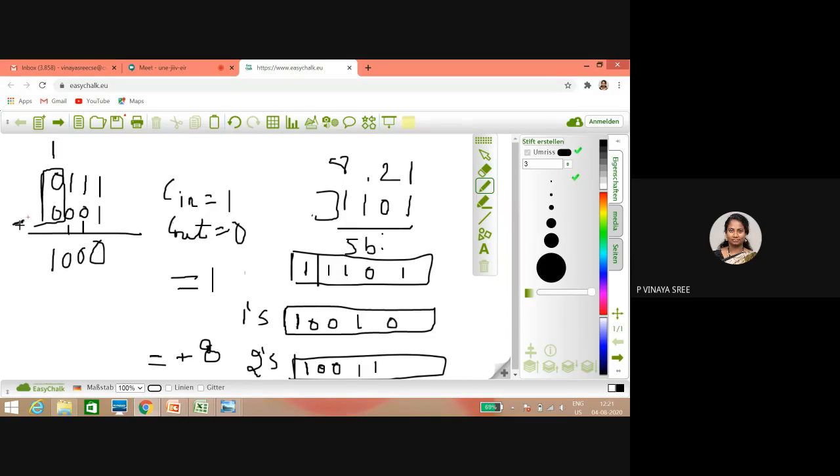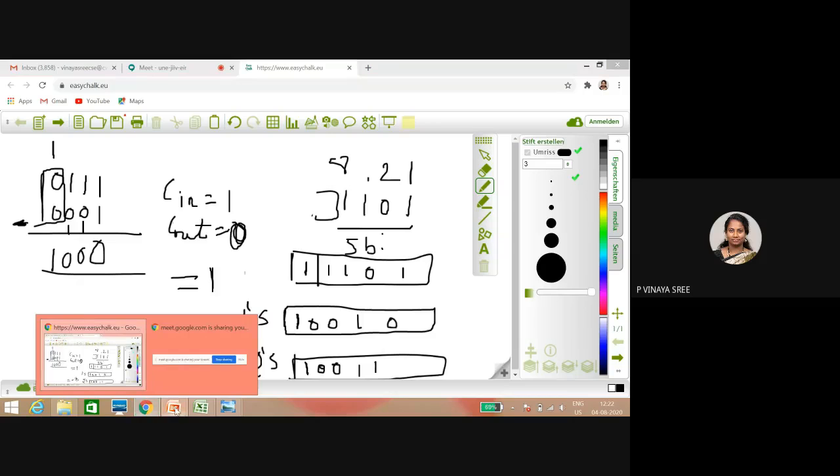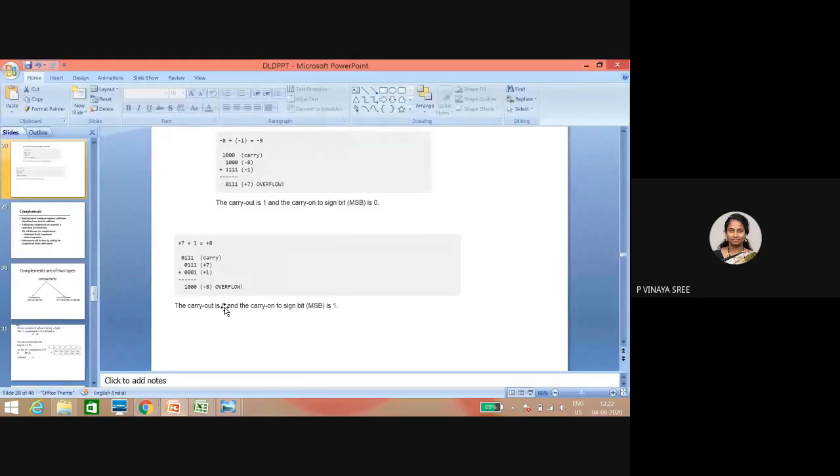So it is on. Even without doing the XOR gate, we can trace it. Why? Because in the positive operands the MSB shows 0, but in the generated result the MSB shows a negative number. That indicates it is an overflow. But internally the system will not check like that. With the help of a gate it will detect. What gate is that? XOR gate.